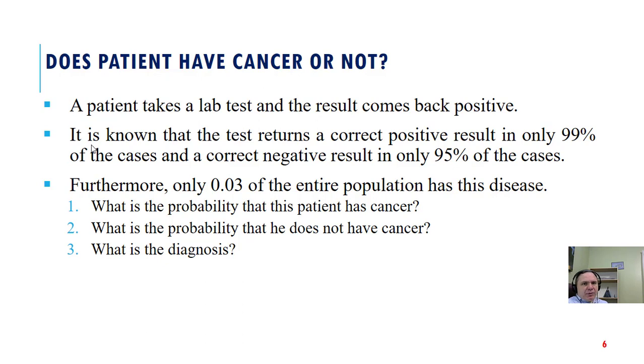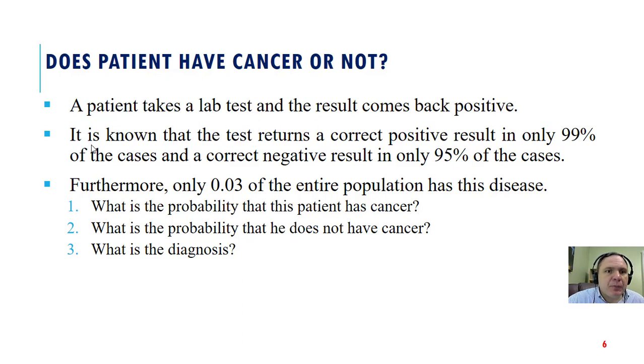Let's take a first example. So we have a patient that takes a lab test and the result comes back positive. So suppose we are testing for cancer. Suppose that we know that our test returns a correct positive result in 99% of the cases. So in 99% of the cases, when we tell the patient you have cancer, the patient does have cancer. But in 1% of the cases, the patient does not have cancer, which is not a good thing, obviously.